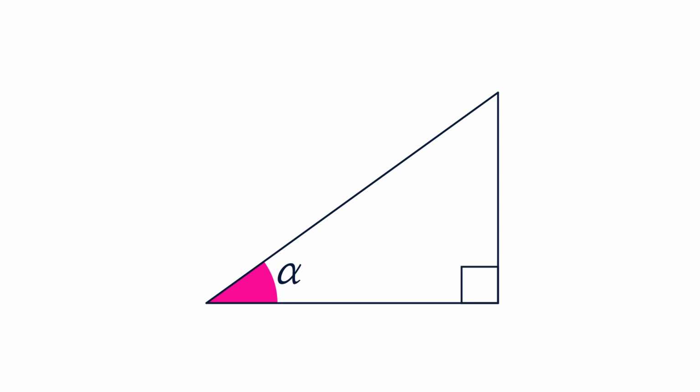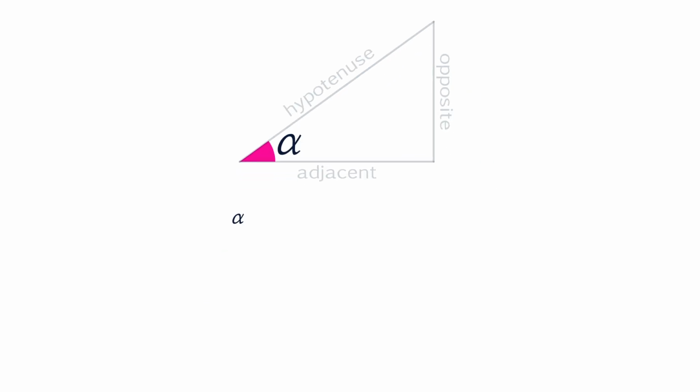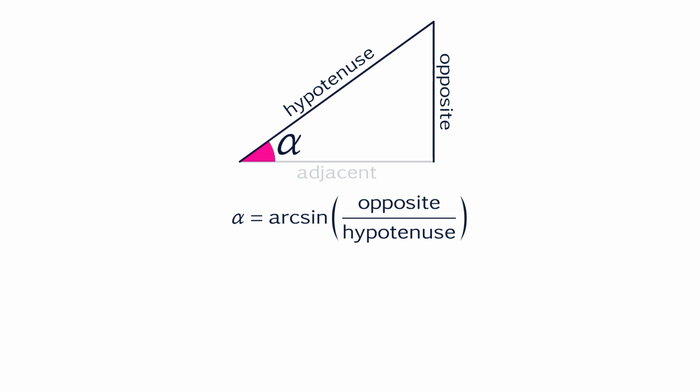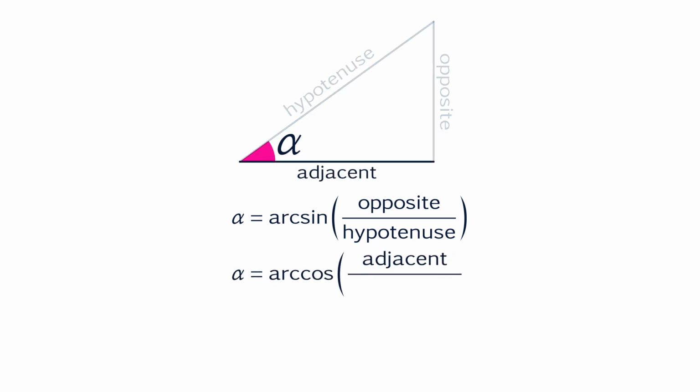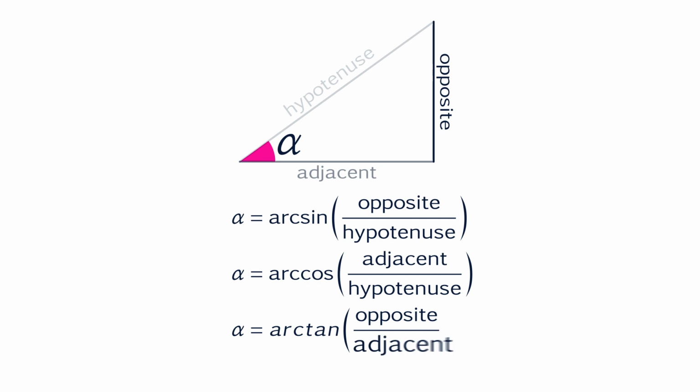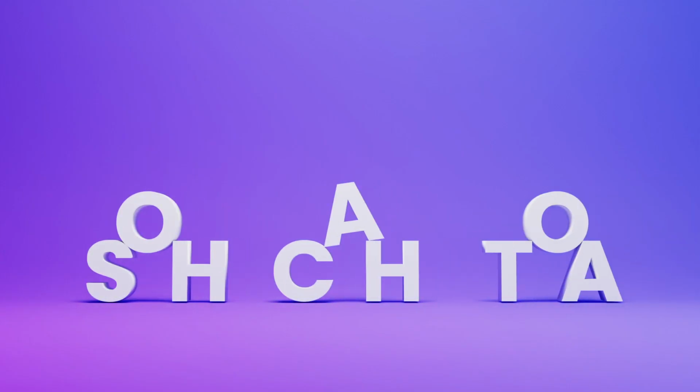For an acute angle alpha in a right triangle, you have the following definitions. Alpha equals arcsine of the opposite side divided by the hypotenuse. Next, alpha equals arccosine of the adjacent side divided by the hypotenuse. Finally, alpha equals arctangent of the opposite side divided by the adjacent side. Luckily, SOHCAHTOA is equally helpful for remembering these formulas as well.